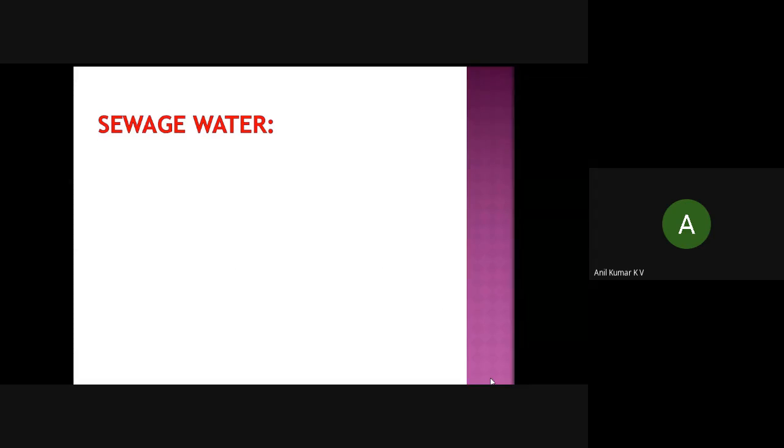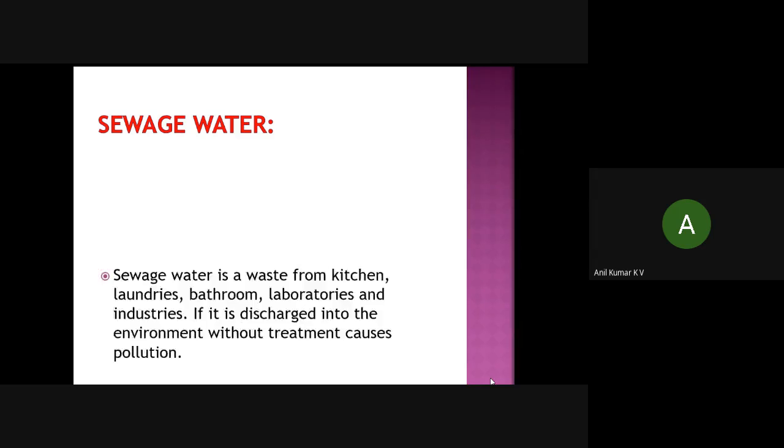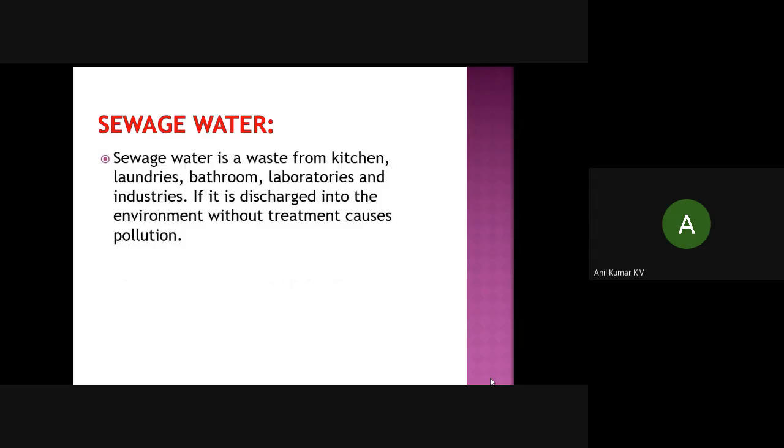Hi everyone. Today I am going to discuss the topic sewage water, which belongs to the engineering chemistry module number 4. Sewage water is the water which comes from kitchen, laundries, bathroom, laboratories and industries. It is called sewage water. If it is discharged into the environment without treatment, it causes pollution.